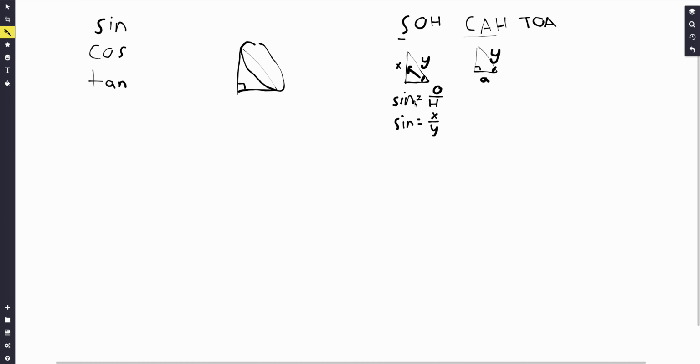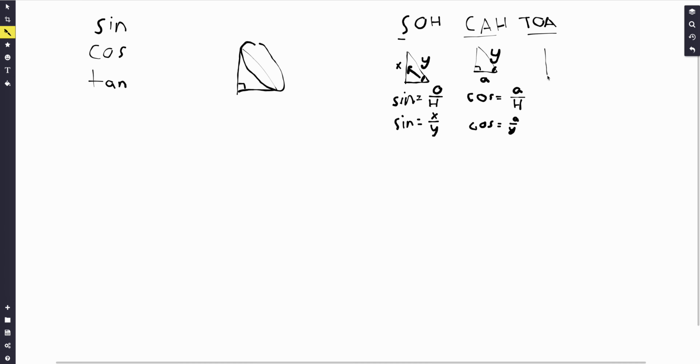So, using the same basis here, we know that cosine would be equal to the a value, because adjacent comes first, over the hypotenuse. So when we focus on our diagram, cosine is equal to a over y. Again, these are just variables. You can name them anything, but I just named them a and y.